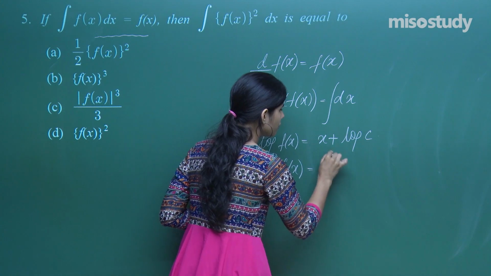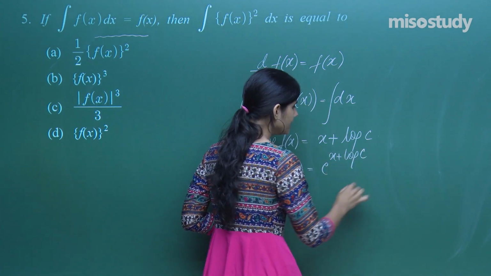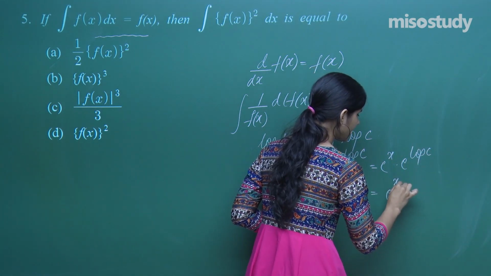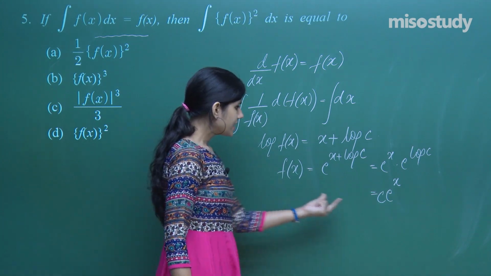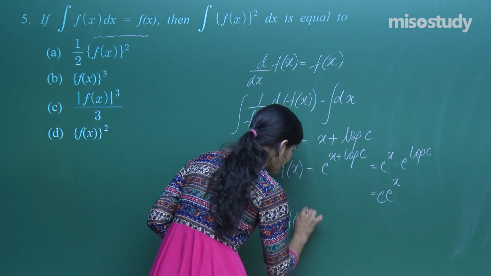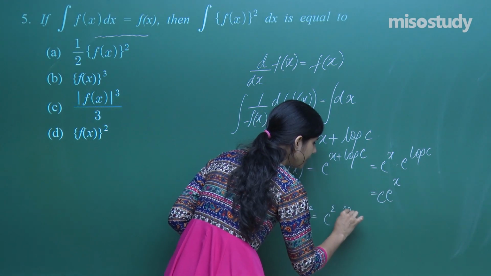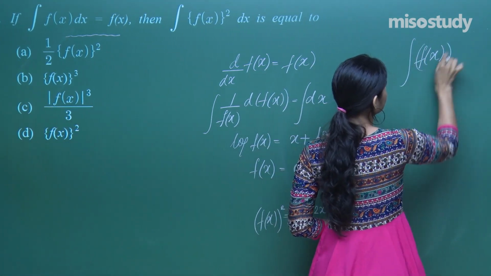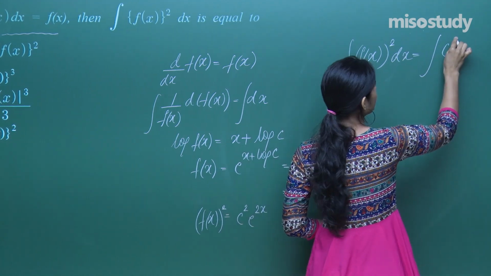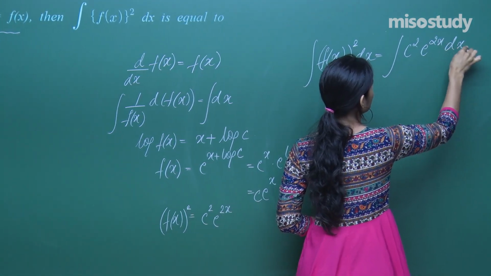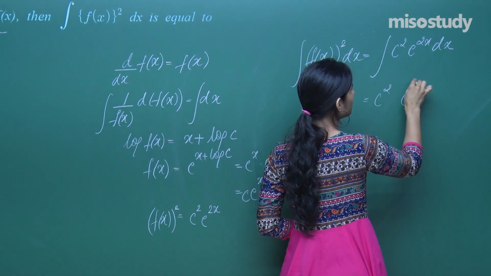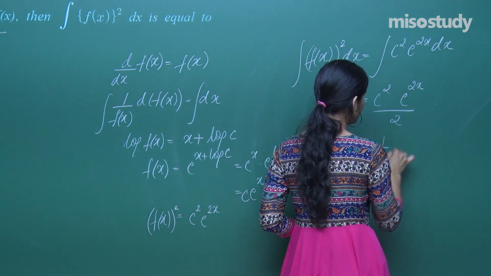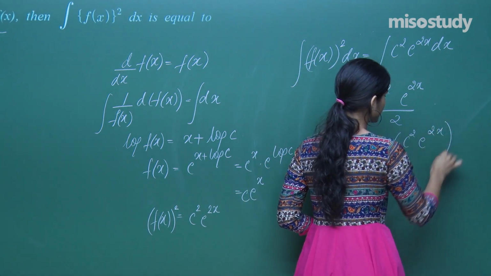Now I can write this as f(x) equals e to the power (x plus log c), which is e to the power x into e to the power log c, which is e to the power x into c. f(x) is c into e to the power x, so f(x) whole square will be c square e to the power x whole square, which is this. And when you integrate f(x) whole square, you actually integrate this, which comes out to be what? C square is constant, integration of e to the power 2x is this upon 2, right?